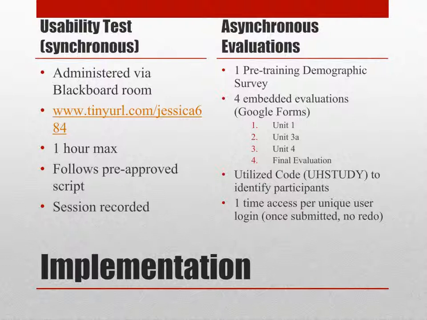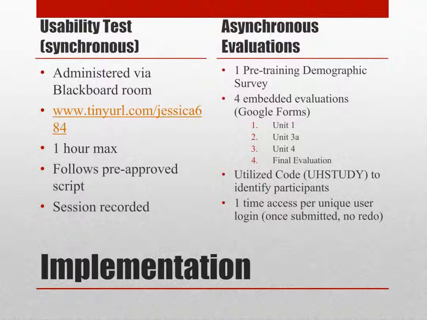Prior to recording, I made sure I had consent and communicated that the session would be recorded. In the usability test, I made sure that there was no identifying information so that we could keep the testing results as anonymous as possible. The second portion was the asynchronous evaluations, which included a pre-training demographic survey and 4 embedded evaluations that were created in Google Forms. The training site is in a Google site, and the evaluations occurred after Unit 1, Unit 3A, and Unit 4, and then a final evaluation study.